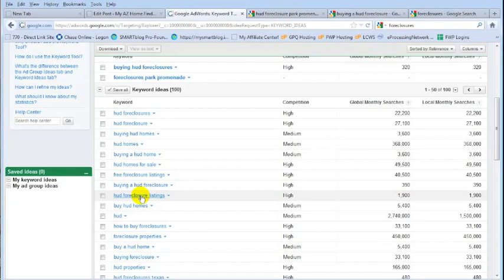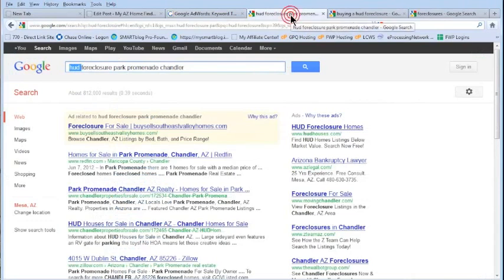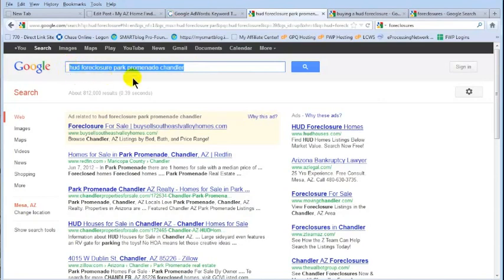Really, as you're doing searches and trying to come up with a keyword to work with, you want to pop it into here and see what kind of websites are optimized or set up to come up for that term.